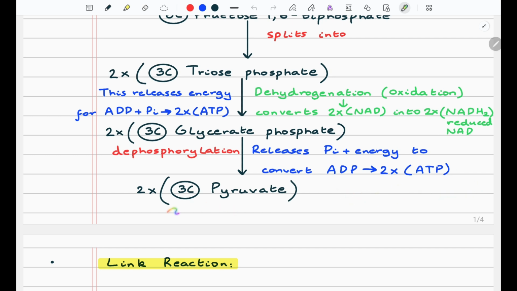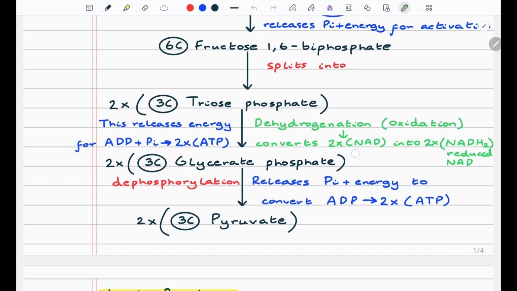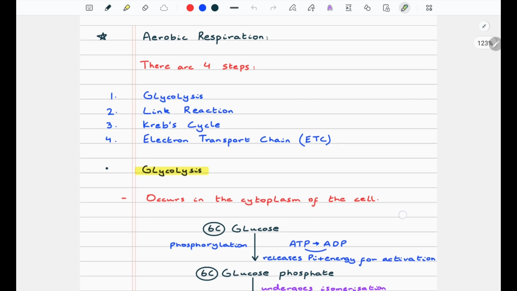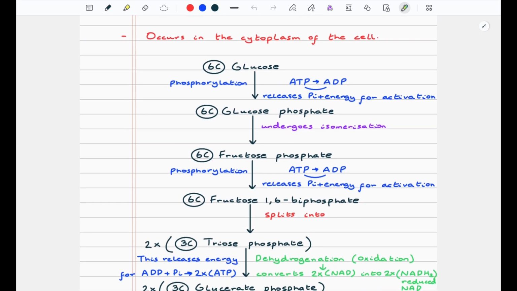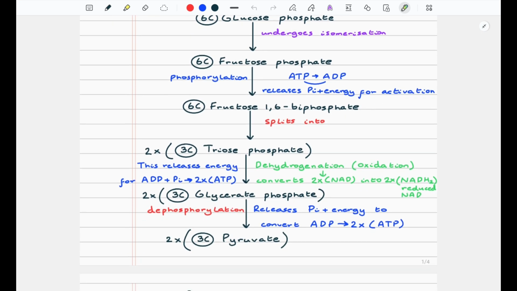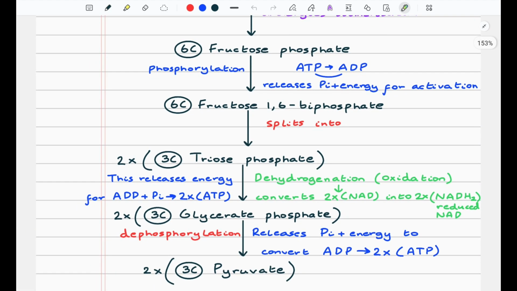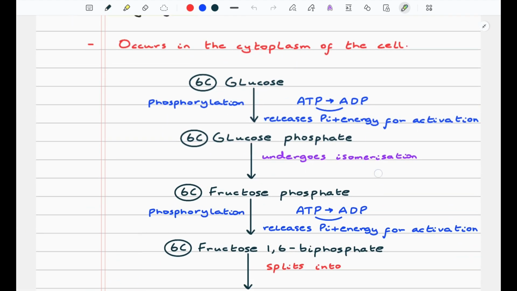So hence, after this entire process, we've got 2 molecules of 3 carbon pyruvate, which brings us to an end to glycolysis. So this was glycolysis. I got a summary table at the end, which will be much more efficient to understanding this process better.